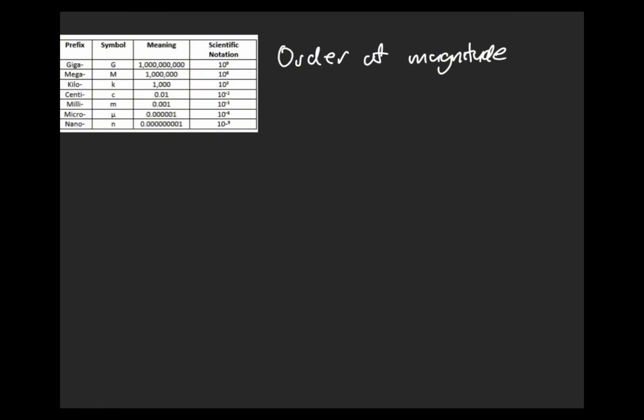Okay, so what is the order of magnitude? The order of magnitude shows how large or small a value is through the power of 10. So for instance, we have 10 to the power of x, where x is the exponent, and x represents the order of magnitude. This should not be confused with magnitude. Magnitude also shows how large or small a value is. However, it's specific.